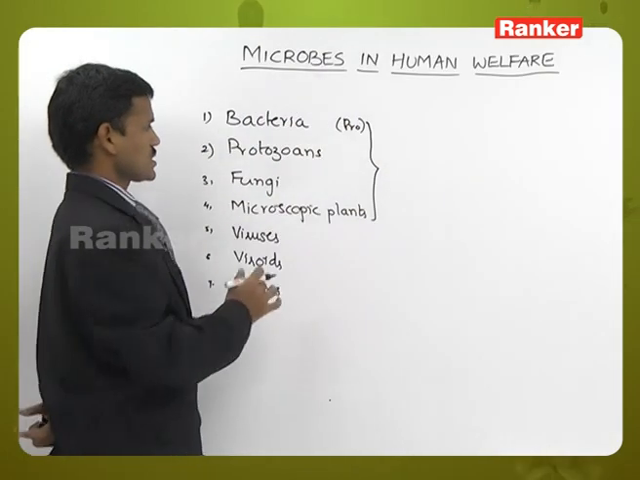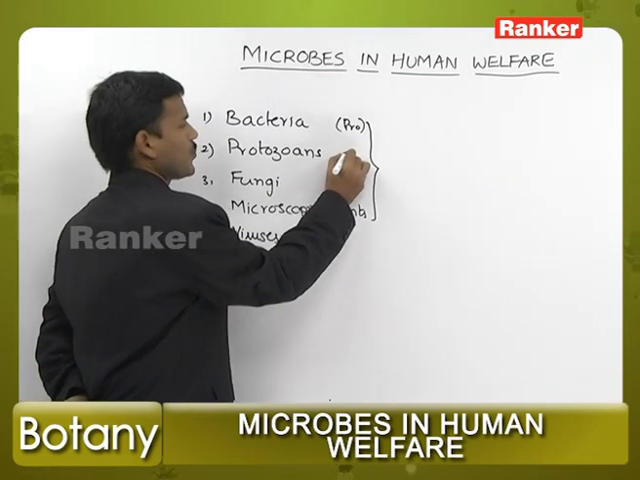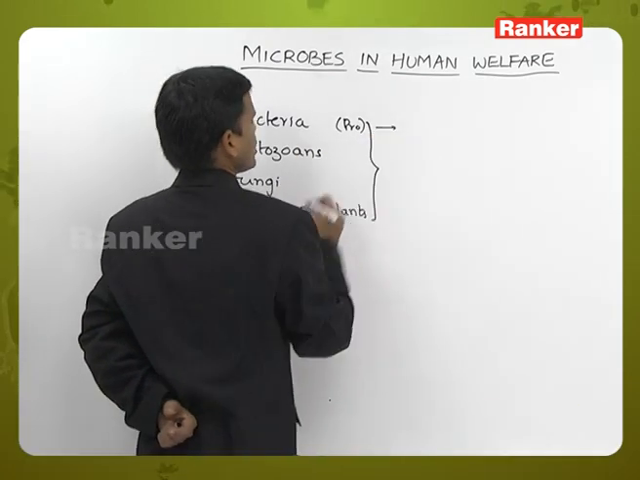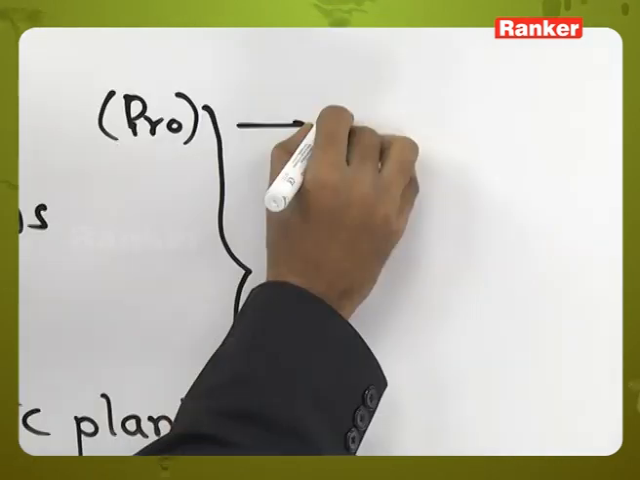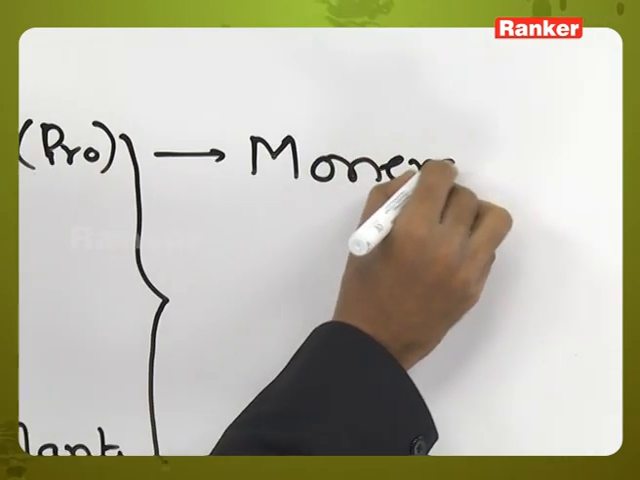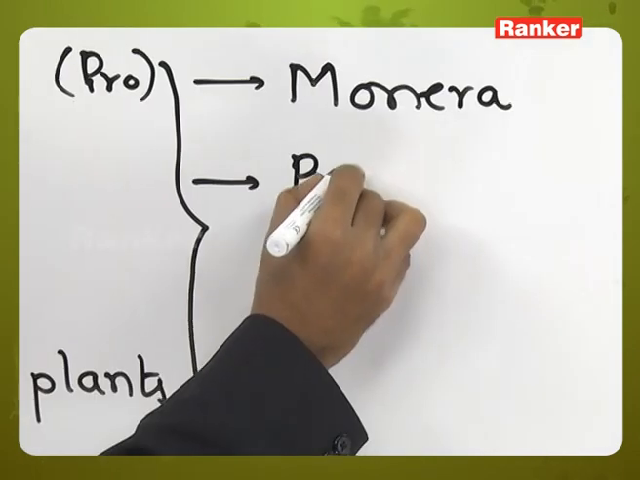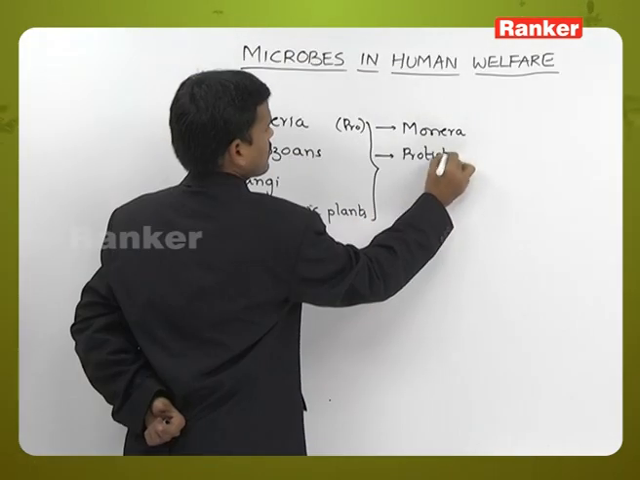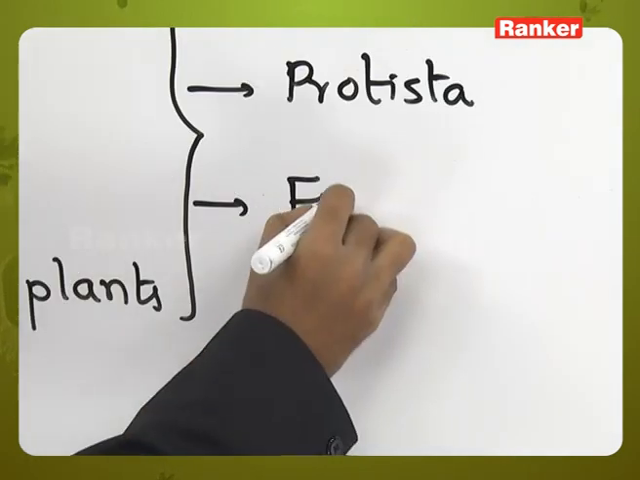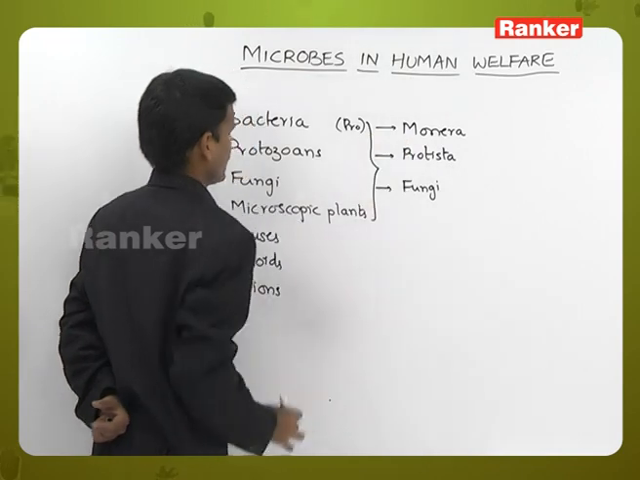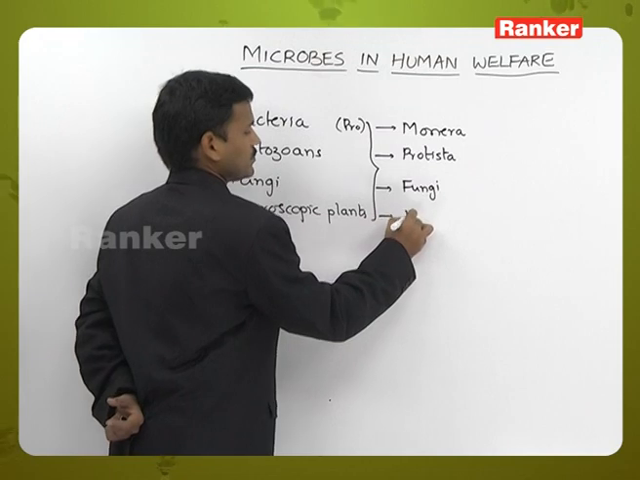Next, protozoans. Generally, protozoans are included in the Protista kingdom. Bacteria are included in Monera. Protozoans belong to Protista, and fungi to the fungi kingdom, and microscopic plants to the Plantae kingdom.